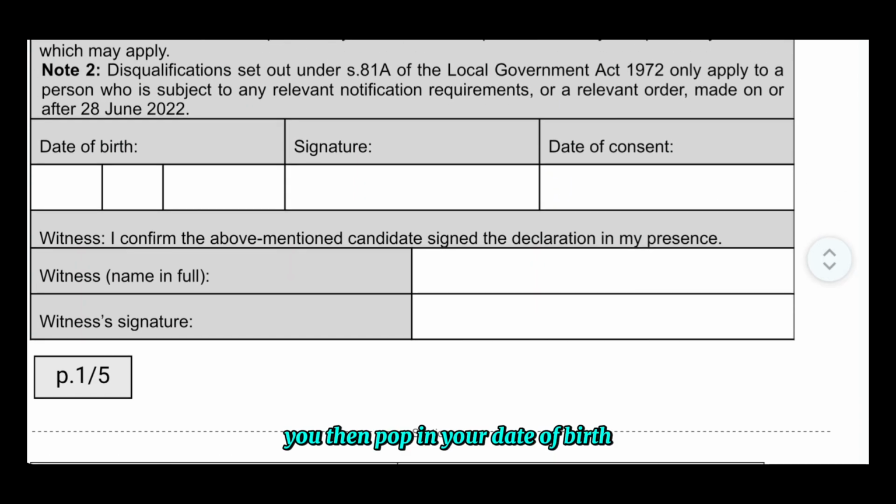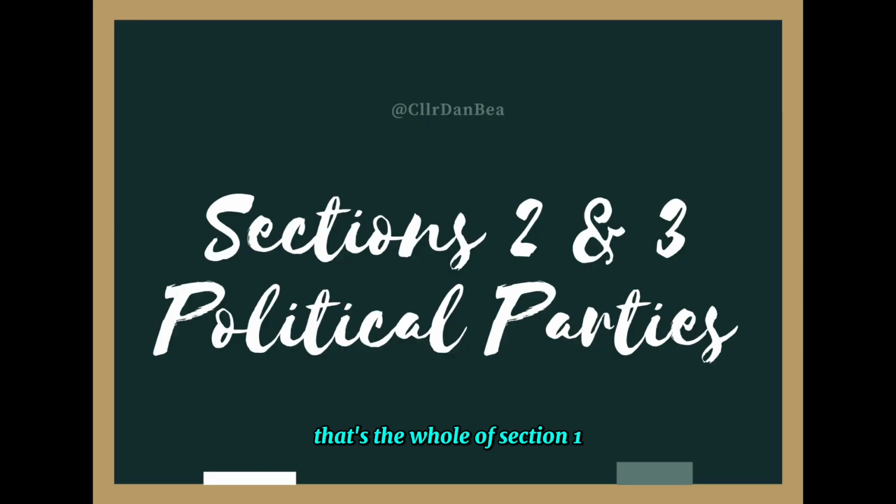You then pop in your date of birth, you sign in the signature box, and you put the date of consent, i.e. the date that you are completing the form. Finally then, you've got the witness. This is the witness who completed 1B part 1 earlier. They need to print their name in full and they need to sign it. If you've reached that point, you have completed all the paperwork that you have to complete. That's the whole of section 1.